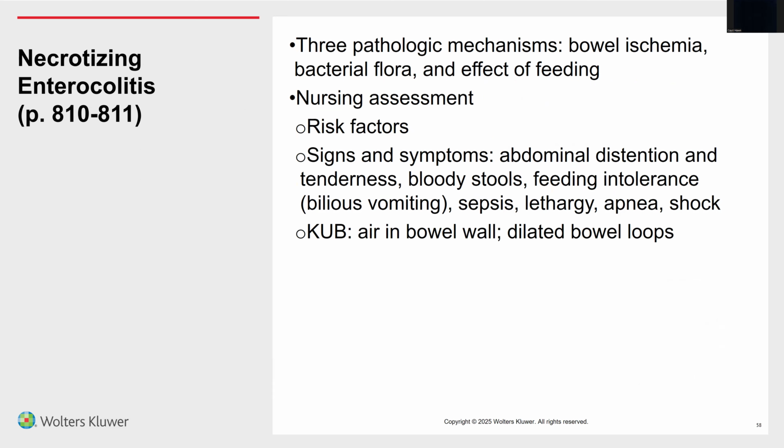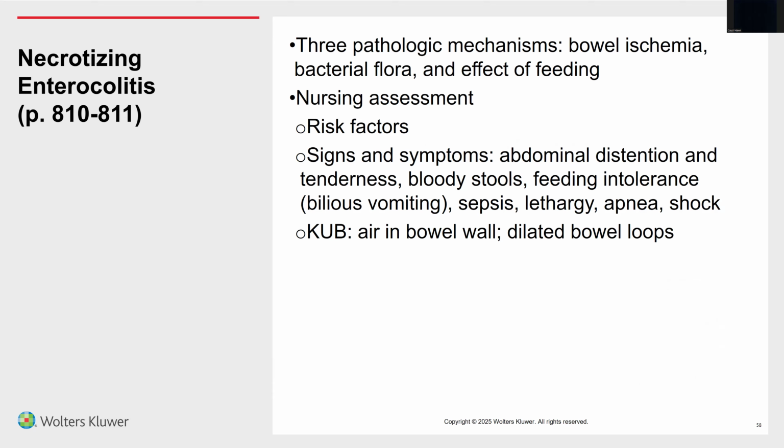Necrotizing enterocolitis. So there are three pathological mechanisms that occur. It can be bowel ischemia, bacterial flora, and the effect of feeding. Risk factors: preterm babies and sick babies are at risk. Signs and symptoms include abdominal distension and tenderness, bloody stools, feeding intolerance with bilious vomiting, sepsis, lethargy, apnea, and shock.